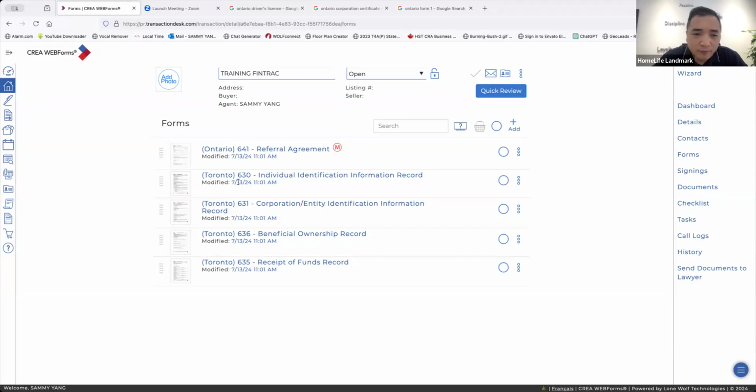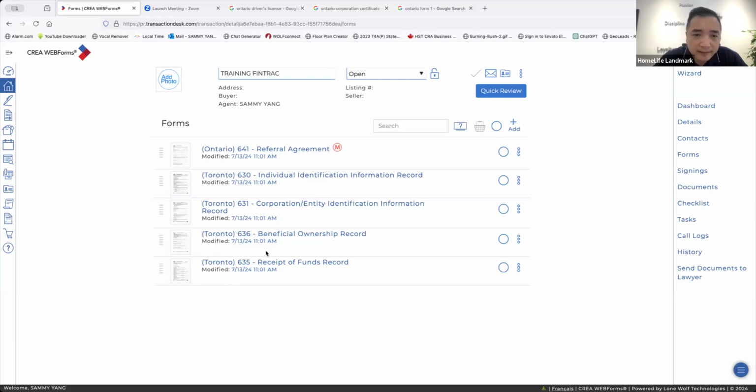And today we have 4 forms. Usually we need to use a form for FINTRAC. The one is a 630 individual identification form. Second one, 631 for the corporation. The next one is the same, 636 corporation beneficial ownership records, because that is rarely to use. And the last one is we use a lot.